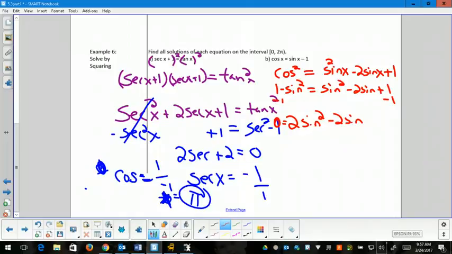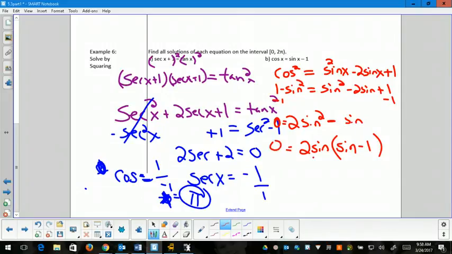I can still take out a 2 sine. If I don't like the 2, I can factor out the 2 and get rid of it because it's equal to 0. But actually, I do want the 2 sine. That's a good point because I want to get it to factors, because it's a quadratic. So this will be sine minus 1.